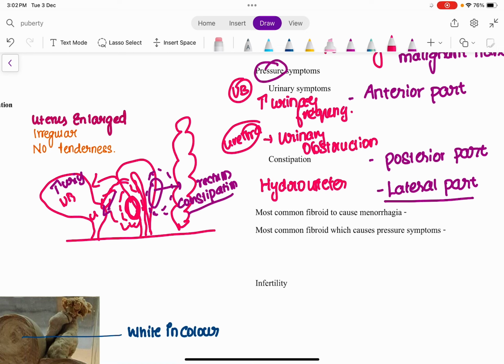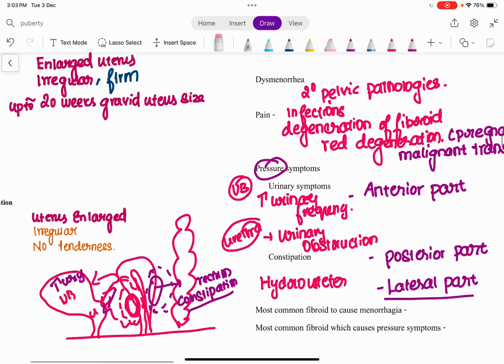Because of the obstruction of the ureter by the increased size of the fibroid, the ureter gets obstructed. All the urine which is collected is going to collect proximal to the site of the obstruction. If the site of obstruction is here, proximal to it the ureter is going to be engorged. This is called hydroureter.